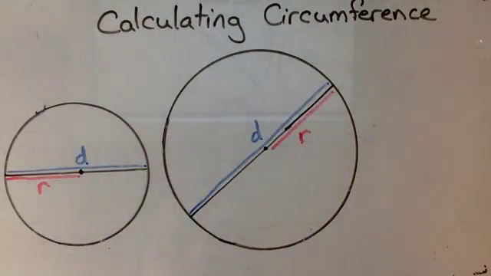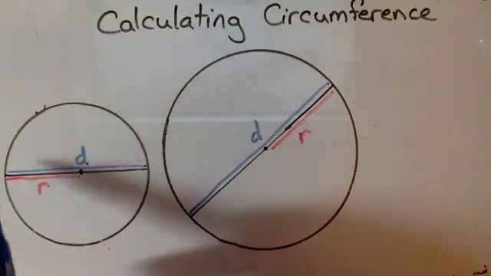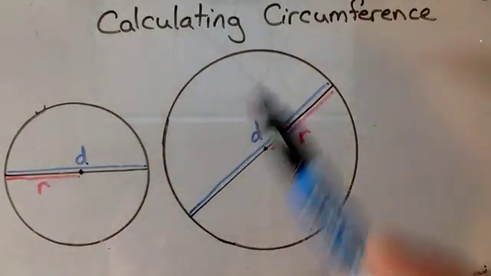In this lesson, we're going to be looking at calculating the circumference of a circle. As we've already learned, the circumference is the distance around the outside of a circle, and this works for any circle.